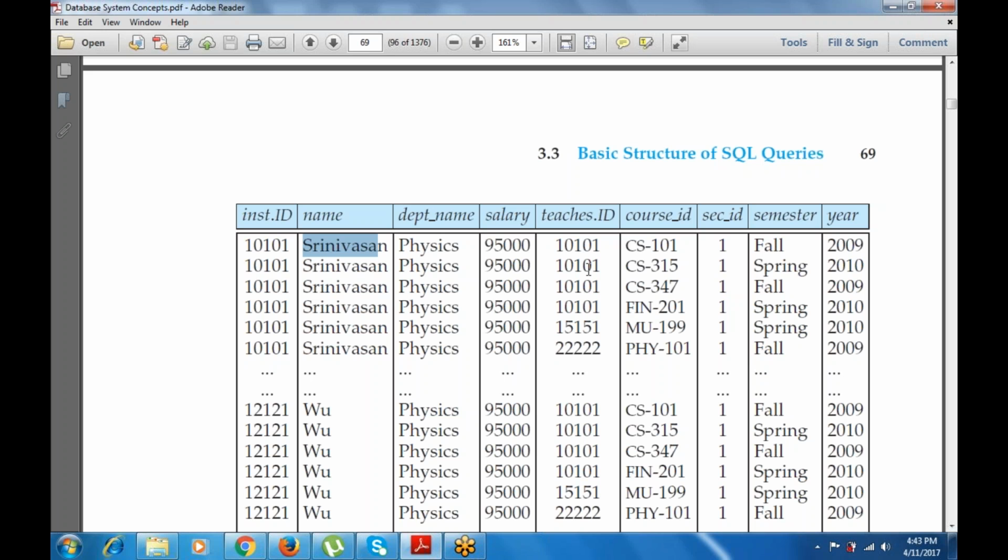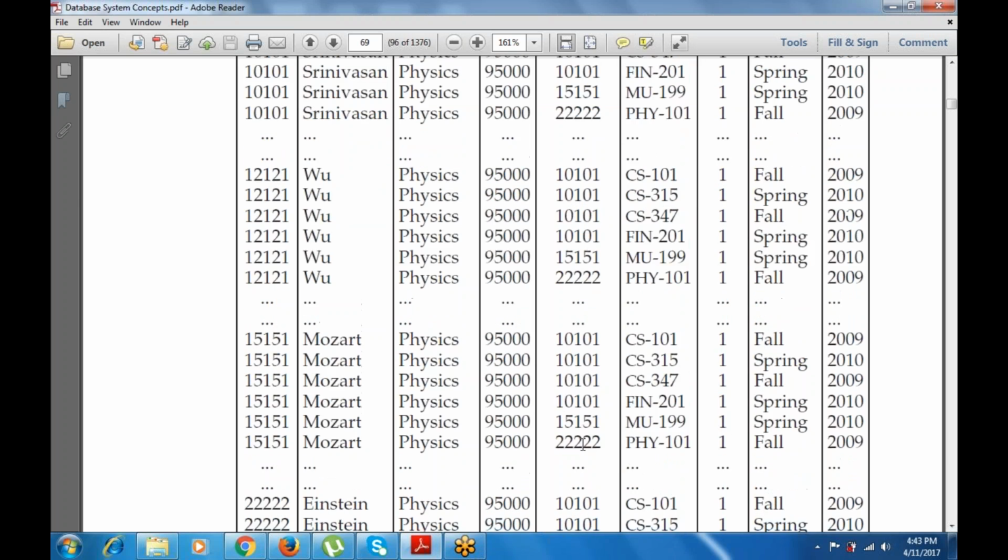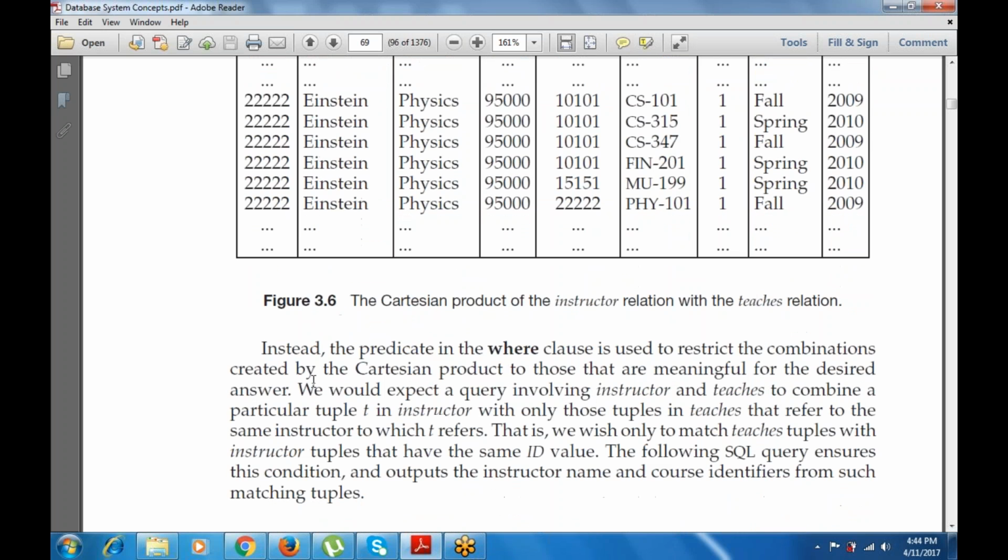So instructor ID, name, department name, salary, these are the four fields. Then ID, course ID, section ID, semester, year, these are the five fields. Then 12121, Wu, 95,000. Then 10101, it will give the next part. Then CS-101, then the next ID. Now, this is the next ID, that is 12121 and 15151.